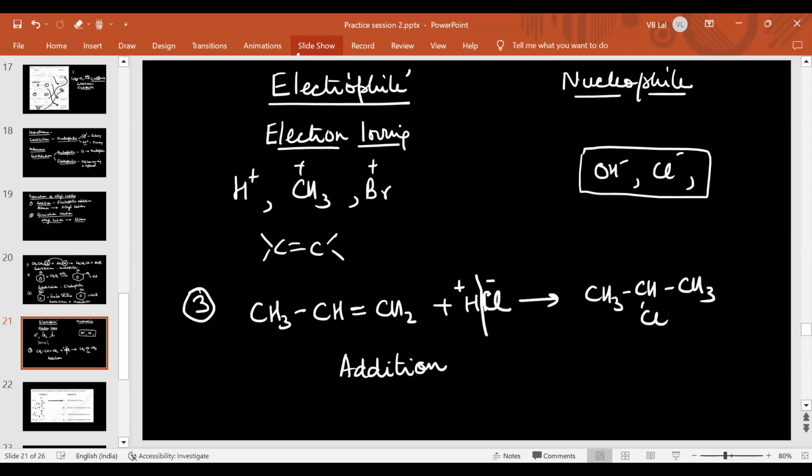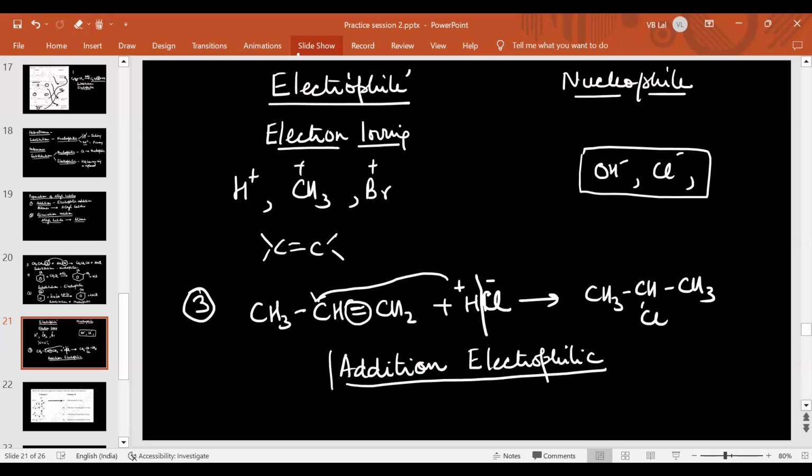If the reagent which adds first is an electrophile, then we call it electrophilic. If it is a nucleophile, then we'll call it nucleophilic. But an electrophile always attacks first because of the double bond. So what type of addition will it become? Electrophilic addition. Okay, it becomes electrophilic addition, right?